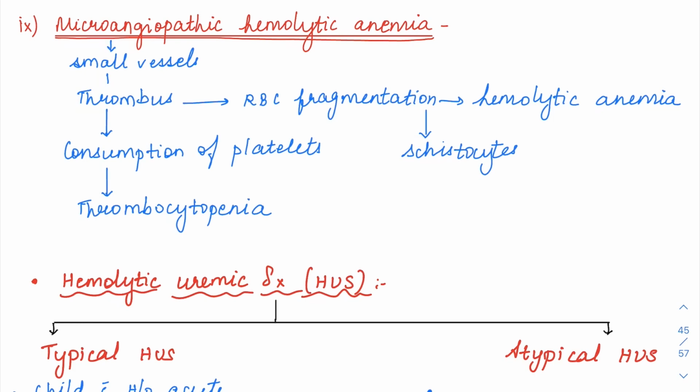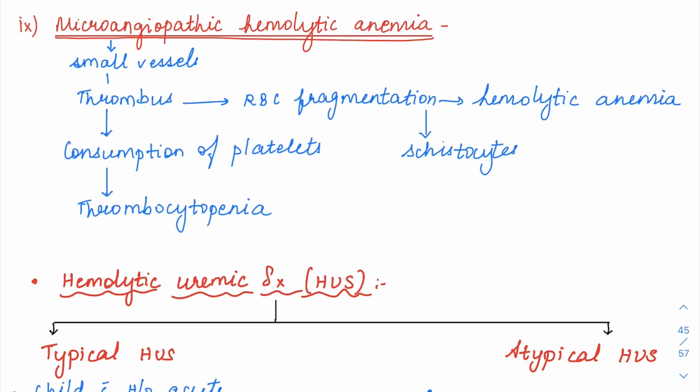Apart from that, this vessel is going to be occluded by the thrombus, right? So when the blood is flowing through this occluded vessel, especially the RBCs, when they pass through, they are going to undergo mechanical damage. So the RBCs are getting damaged and fragmented, and they are called schistocytes. So formation of fragmented RBCs is the second thing. And with the formation of this thrombus, obviously the platelets are being consumed. So there is going to be lots of platelet consumption, resulting in thrombocytopenia. These three things characterize the pathogenesis of this MAHA.